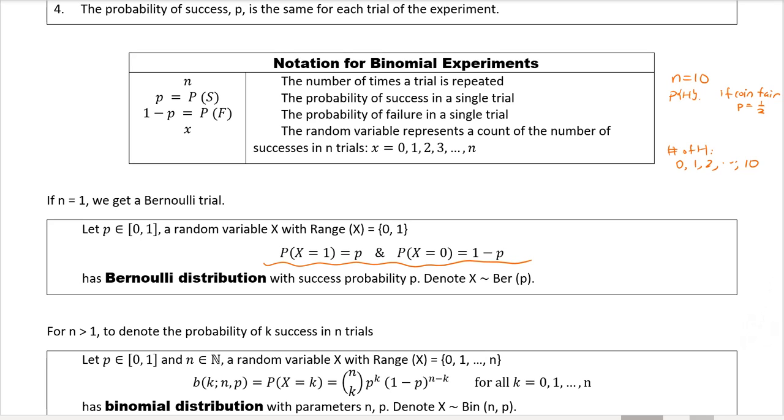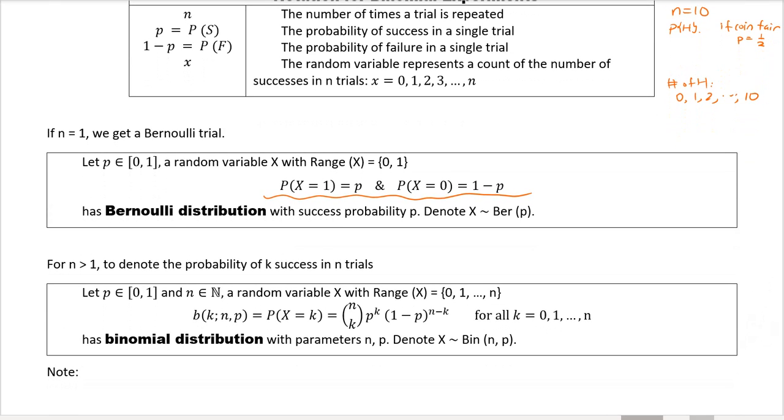Okay, if n is greater than 1, to denote the probability of k successes in n trials. So k successes in n trials. Let p be any probability from 0 to 1, and let n be a positive integer. A random variable X with the range of X being 0, 1, to n. Okay, remember, X is like the number of successes. That's why the number of successes could be 0, 1, 2, up to n.